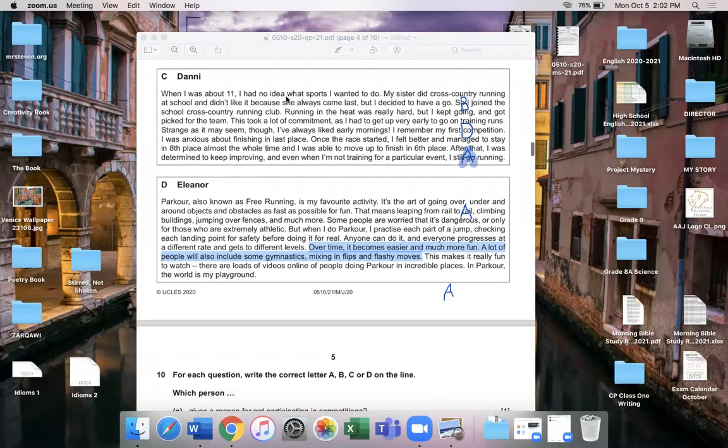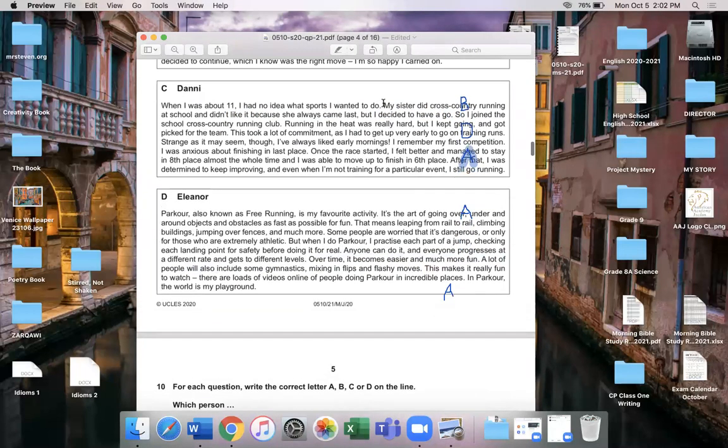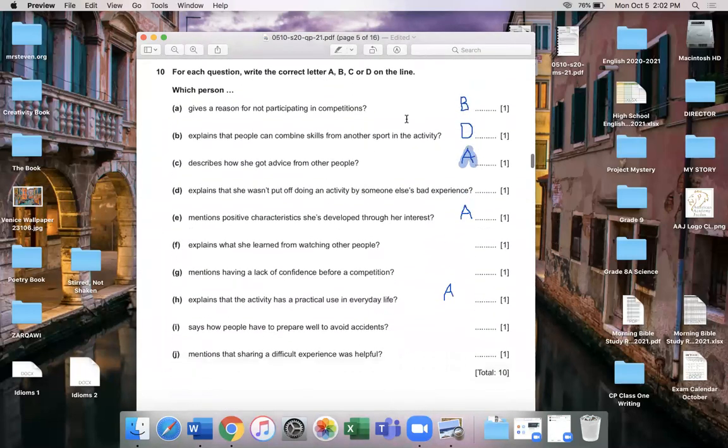The reason is because of her sister, right? Didn't something happen to her sister? My sister did cross country running at school and didn't like it because she always came last. Okay, but she still decided to try it. So that's the sentence. She's talking about her sister having a bad experience, but in the end, it didn't stop her from going for it.